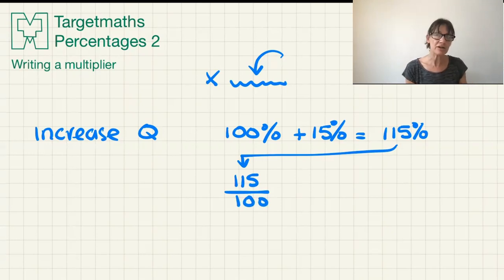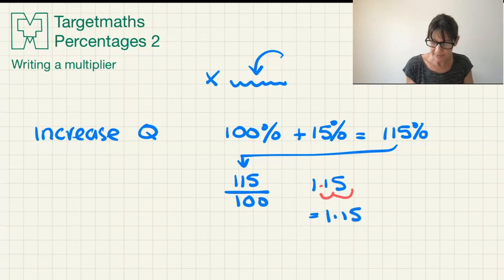It's a fraction version of a multiplier. And I would generally change that now into a decimal because decimals can be a bit easier to work with. And that's really, really simple because it's a percentage and we're being told to divide by 100. We take the 115, we go in 2 places because we're dividing by 100. And then that would be the number I would use as my multiplier. Okay, 1.15.